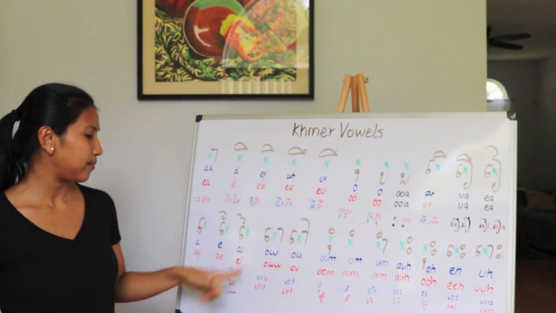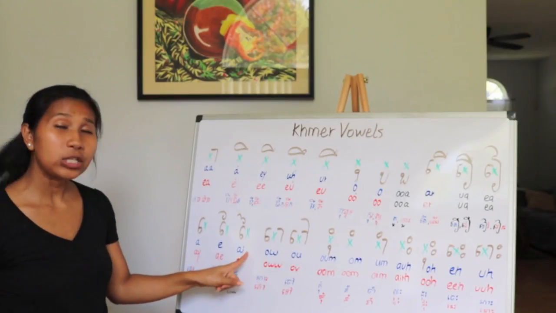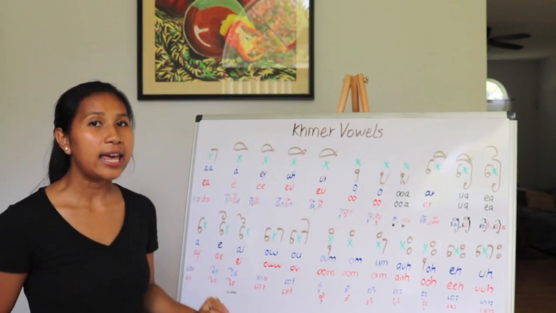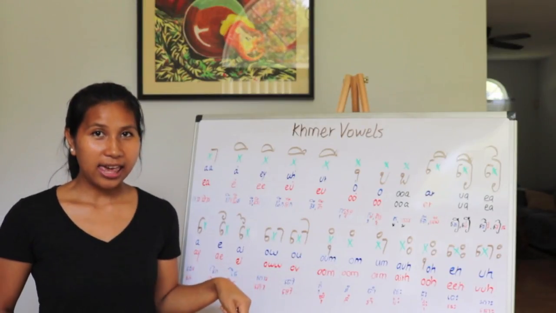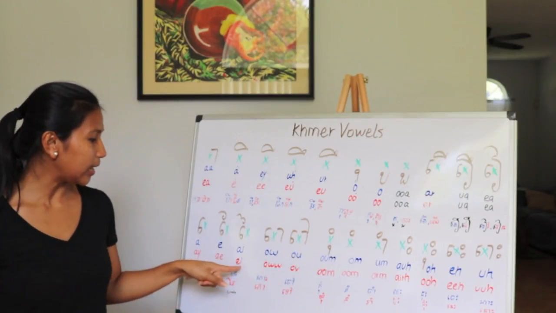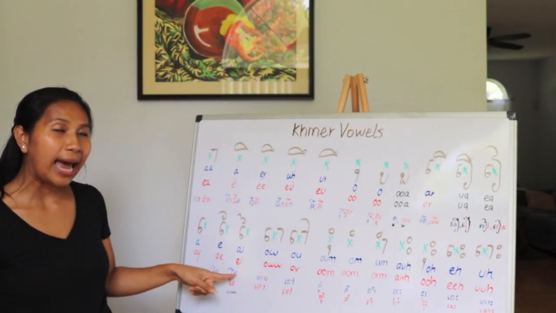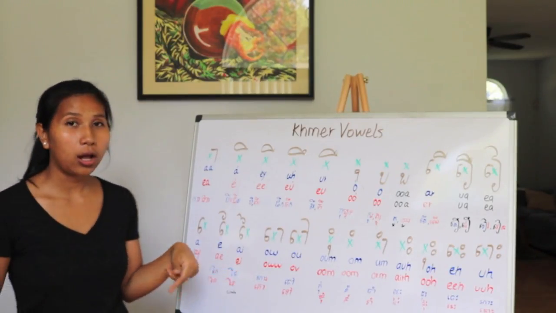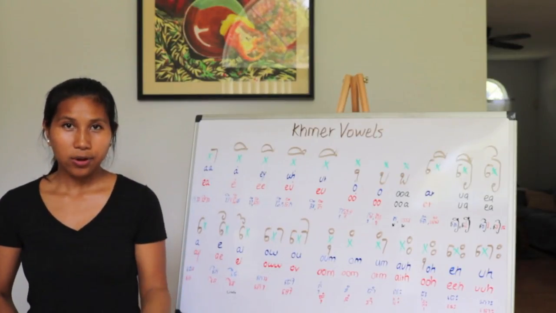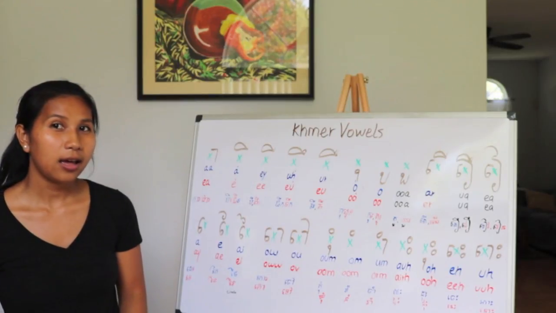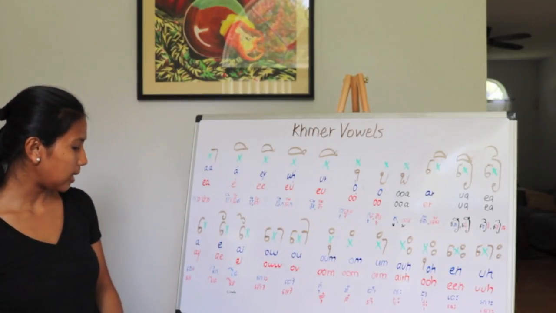Sra I. Sra I has two sounds and they are I and a. For the sound I, we have Thai, Tho I Thai. Thai is what we call Thai people. Rai means cicada. I think that's what it's called.